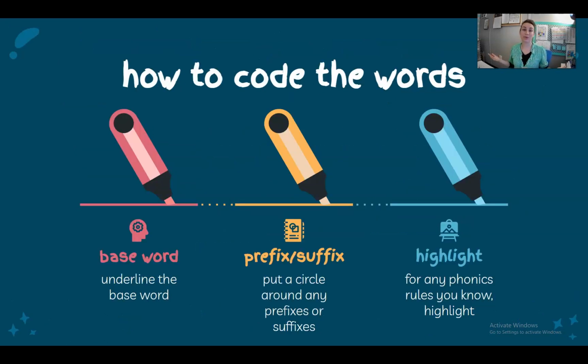Okay, so how do we code these words? The first 2 things are things that you must do, and the third one is optional. The first one is my base word: you're going to underline any base words you see. My second one is the prefixes or suffixes, also called affixes, and those are going to be circled. My last one is highlighting any phonics rules that you know. So you're just going to take a highlighter or crayon and highlight those chunks that you know. This part is optional. You do not need to do this if you don't want to, especially 3rd grade and up.